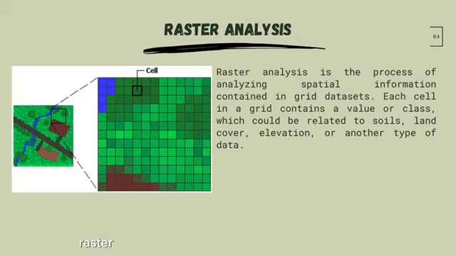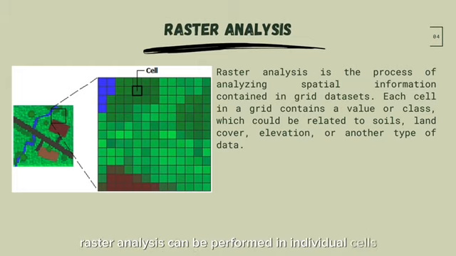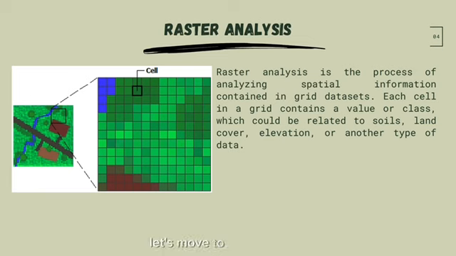Raster analysis. Raster analysis and vector analysis are quite similar. There are some significant variations. Raster analysis is the process of analyzing spatial information contained in a grid dataset. It is represented as grid cells or pixels, unlike vector data, which uses point, line, polygon to represent its features. Raster data divides the area into regular grid cells, where each cell has a specific value representing a certain attribute. For example, raster analysis can be performed on individual cells or a group of cells. Let's move to the next slide.